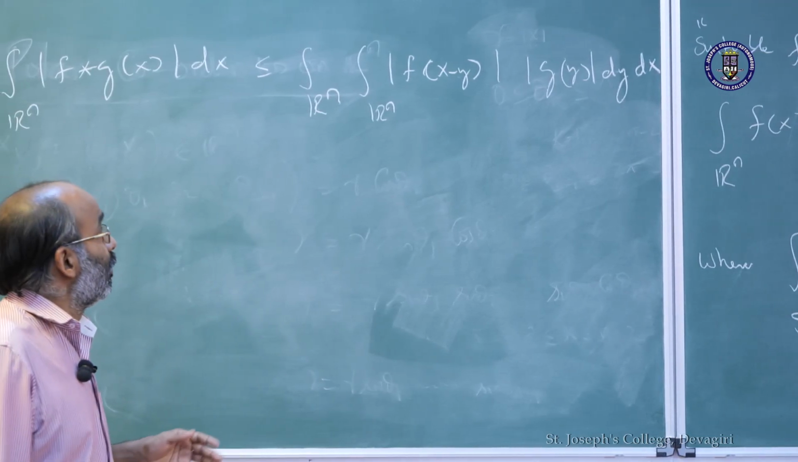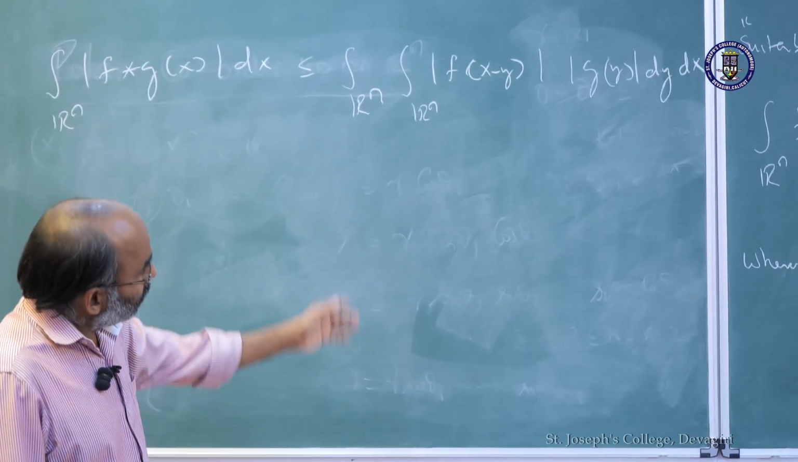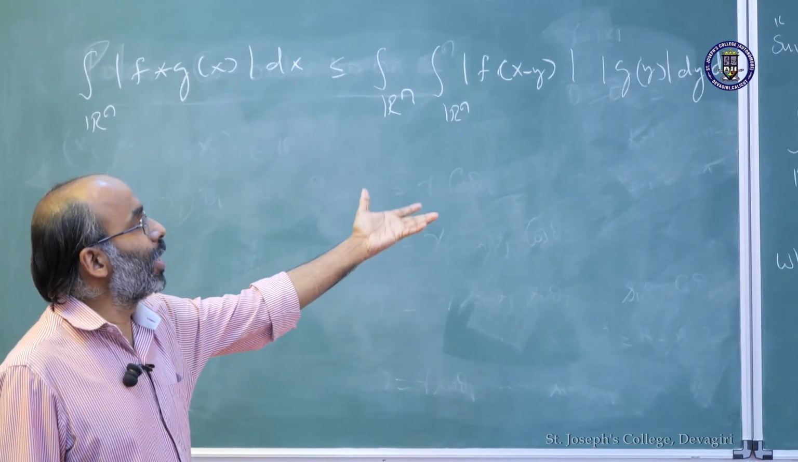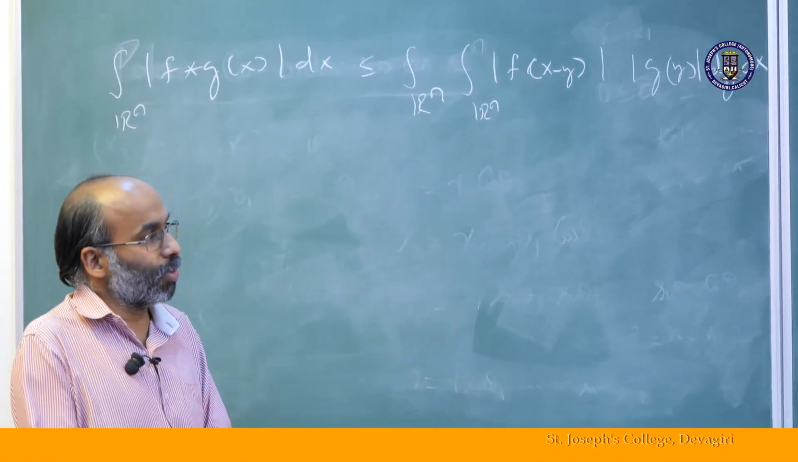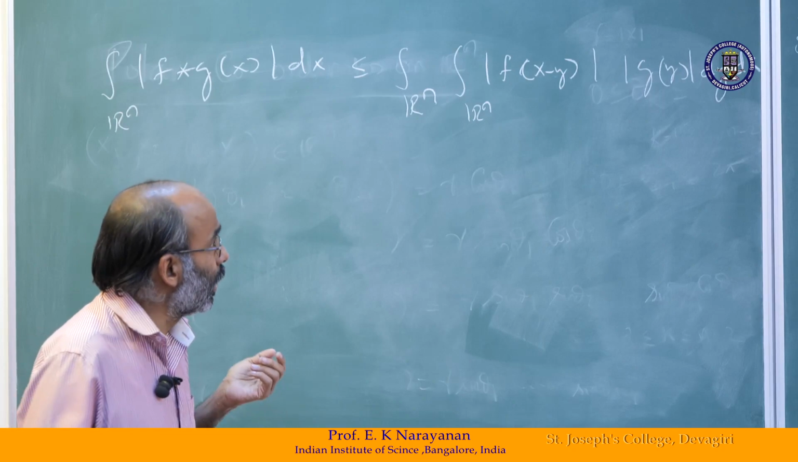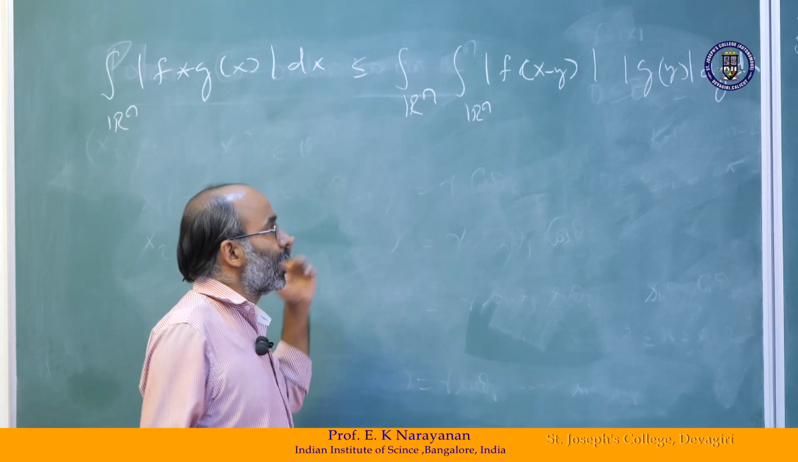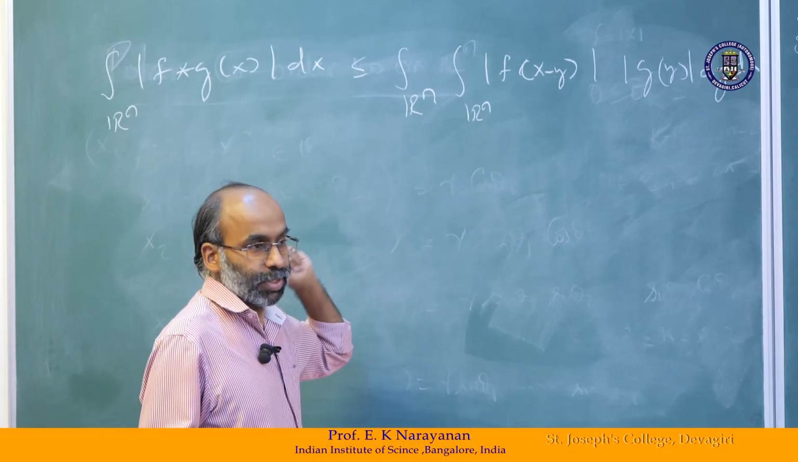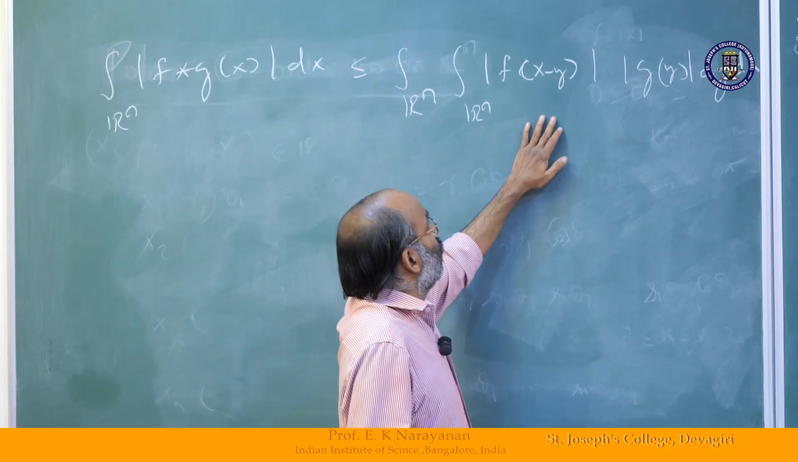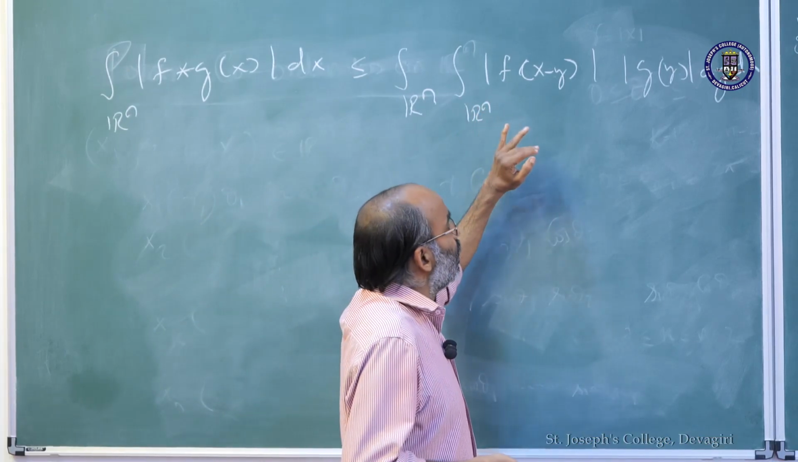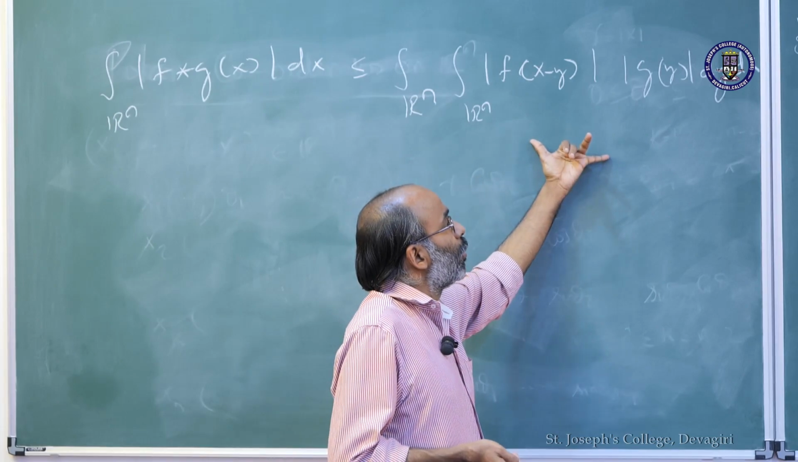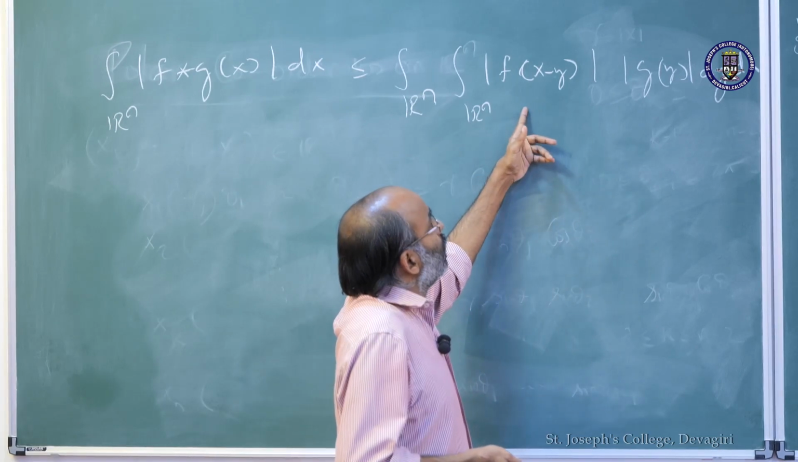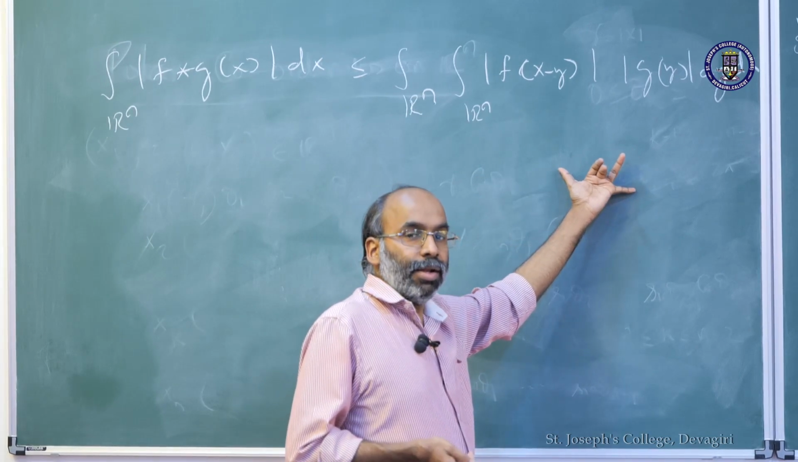So one should start with the modulus of f of x minus y times the modulus of g of y, that is a positive function, and you can integrate that. Okay, it may be infinity, but that doesn't matter. You can integrate any positive function always, right? But now you can apply Fubini's theorem, because you are integrating positive functions, and Lebesgue measure is translation invariant.